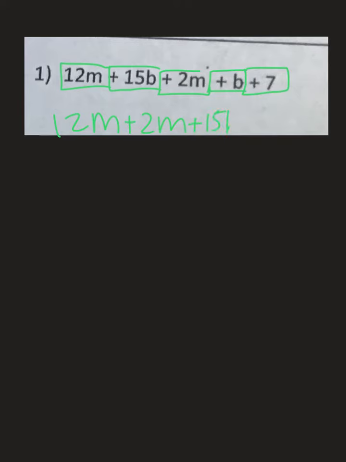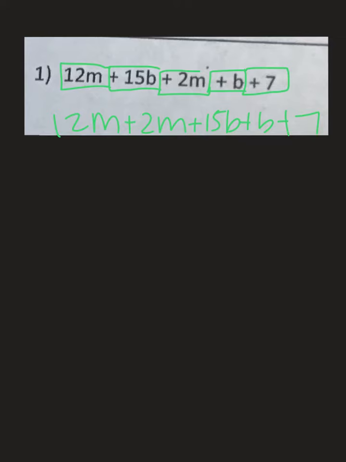Okay, so if we look at number 1, we're going to do the same thing. It says 12m plus 15b plus 2m plus b plus 7. And we're going to combine like terms. So again, use the train method and box your terms starting from the back, including the sign in front of it. And then we are going to rewrite it with our like terms next to each other using the commutative property. So we have 12m plus 2m, and then we've got 15b plus b, and then we have a plus 7.